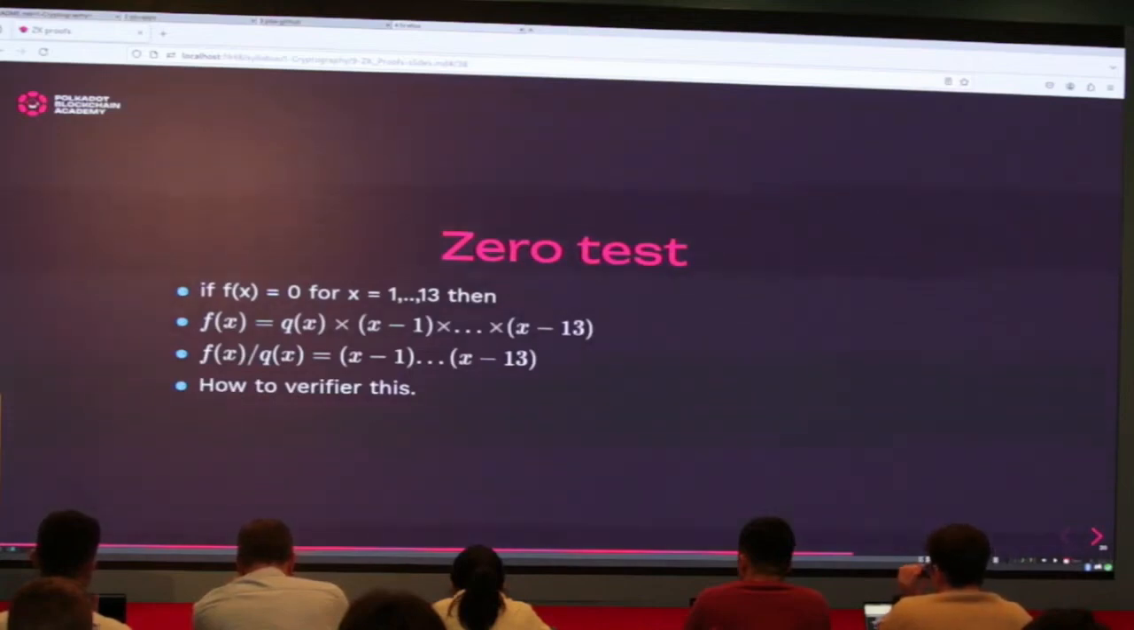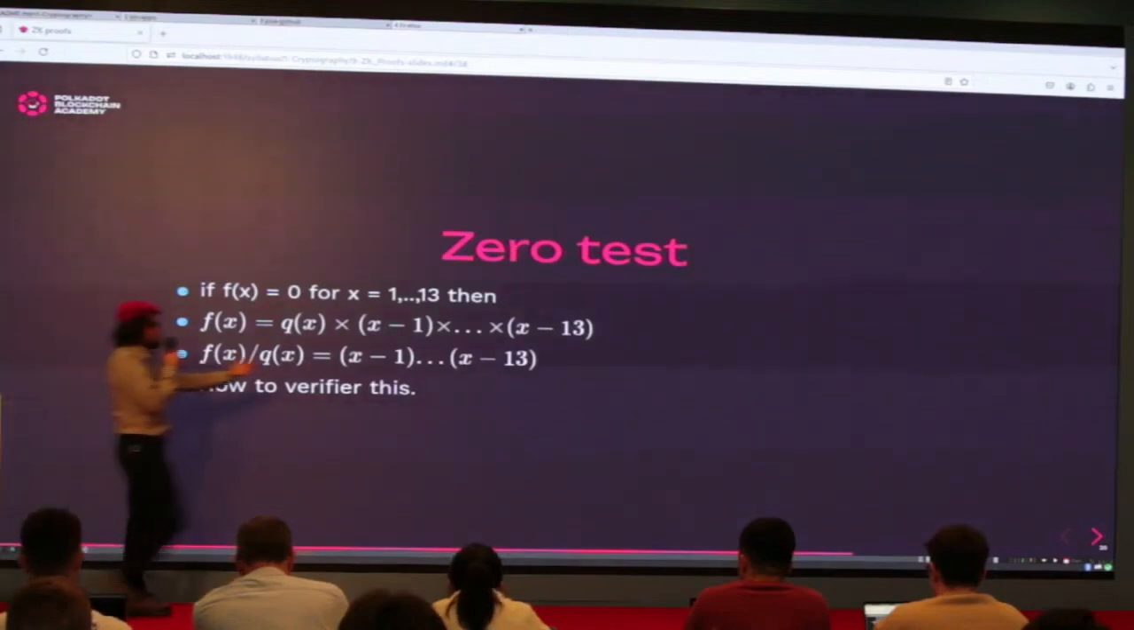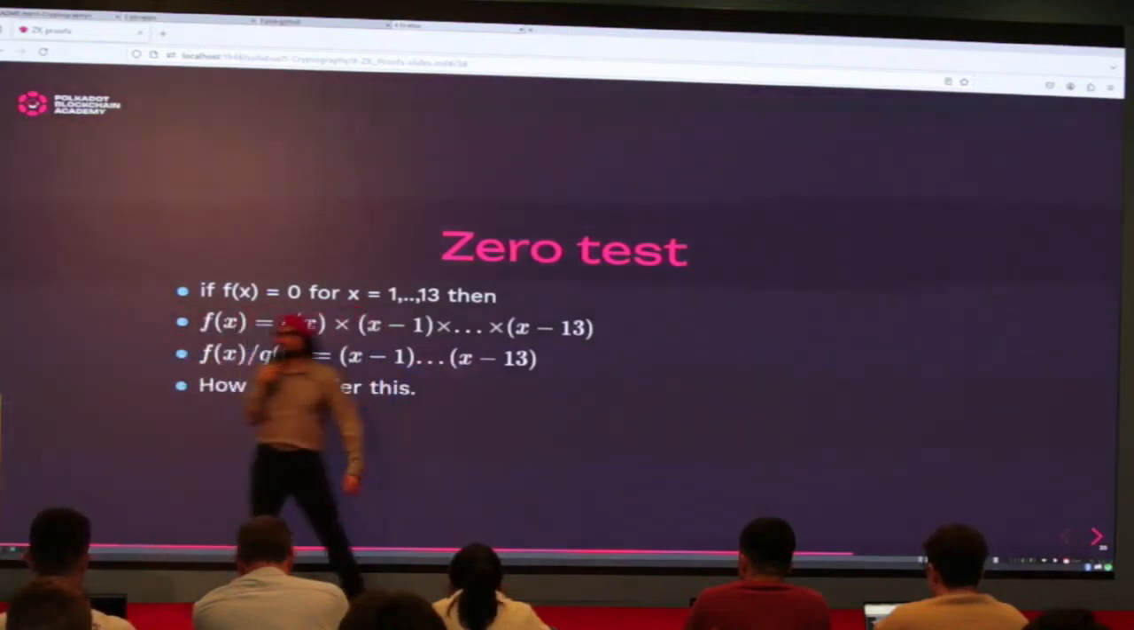So I'm going to verify this in Sage. I show you that the polynomial I made is divisible by this polynomial, which represents all zeros from 1 to 13.